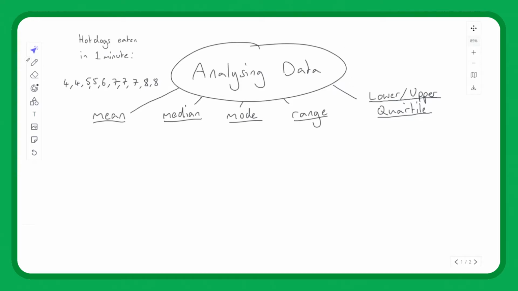Okay, we're looking at analysing data. So we'll look at the 5 main methods that we have for this, and then we'll do a couple of exam style questions at the end.